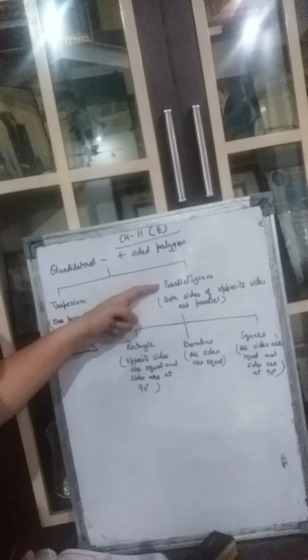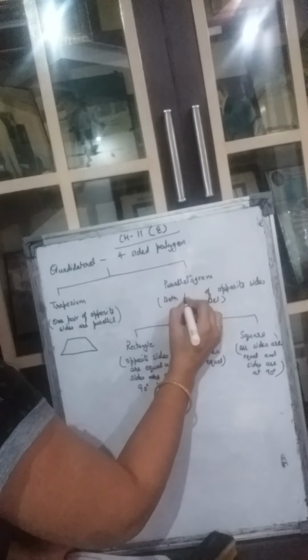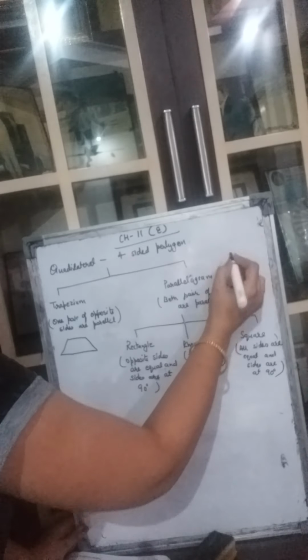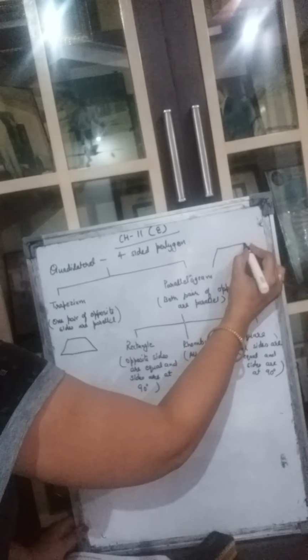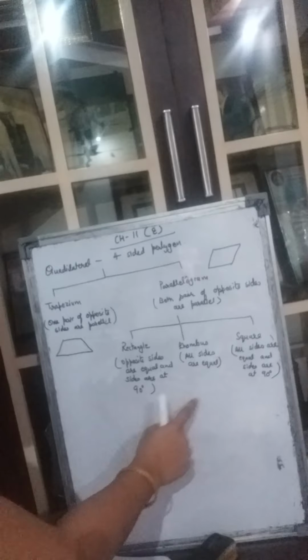Now what is a parallelogram? A parallelogram is a quadrilateral in which both pairs of opposite sides are parallel. What does that mean? Suppose this is that. This pair is parallel to each other, and this pair is also parallel to each other. So this is a parallelogram. This parallelogram can be further divided into three categories.